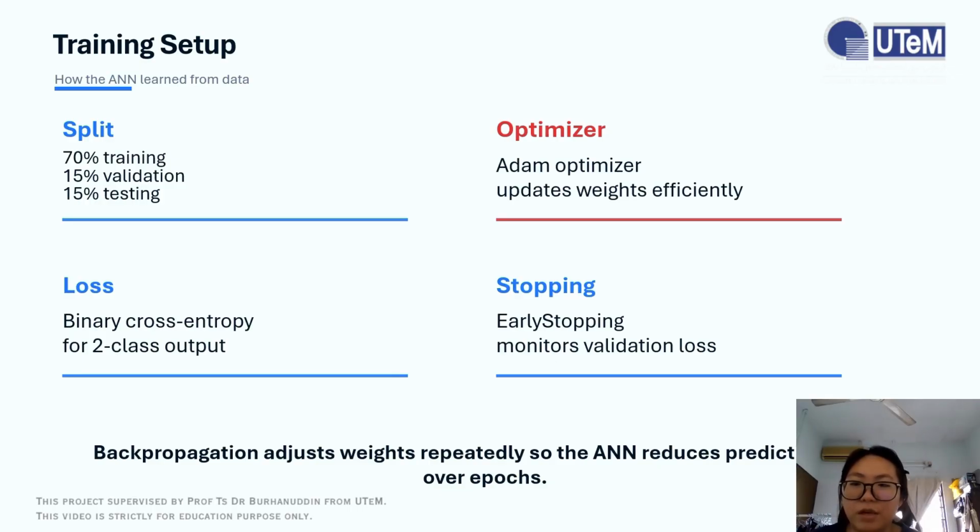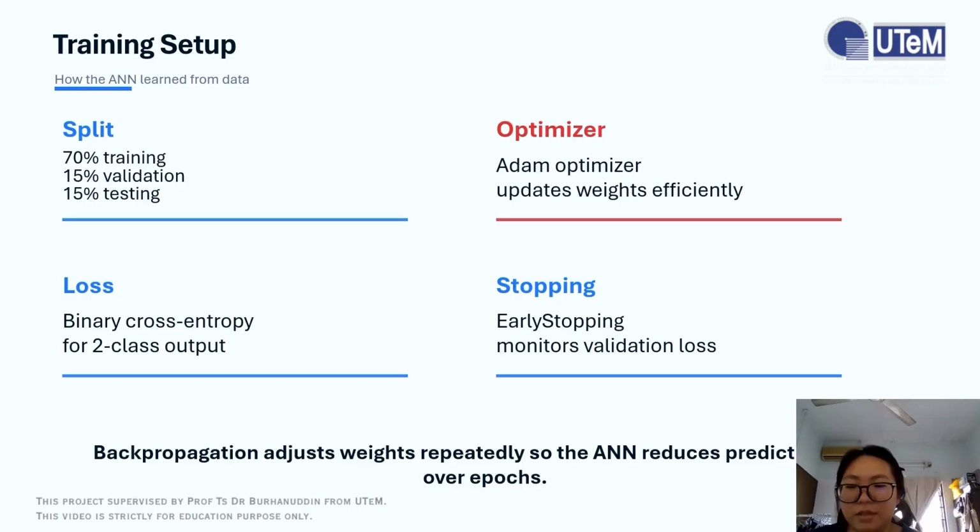To prevent overfitting, we implemented early stopping. During training, the model continuously monitors the validation loss. If the validation loss does not improve for 10 consecutive epochs, the training process stops automatically and restores the best performance model weights. Finally, the neural network learns through backpropagation, where prediction errors are propagated backward through the network to update the weights and reduce the error. Overall, this training setup helps the model learn efficiently while maintaining good generalization performance on unseen data.